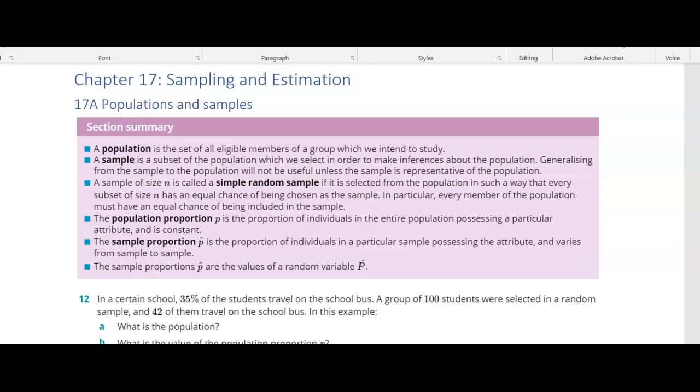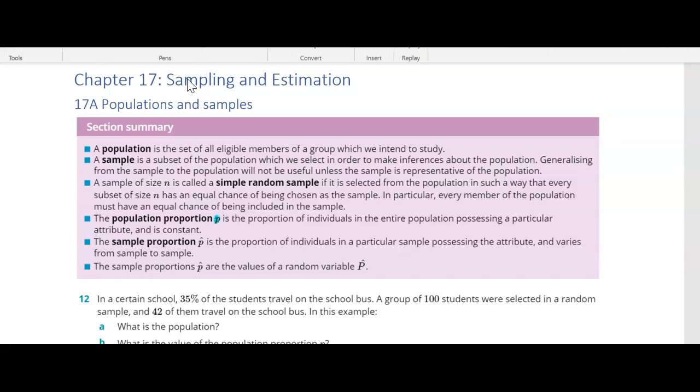That means you're not going to skew your data in any way. The population proportion, which you will see is denoted by P, and let me just find my pen. Where did I put my pen? There it is. Okay, so let me just get my highlighter. I think I'd be organized, wouldn't you?